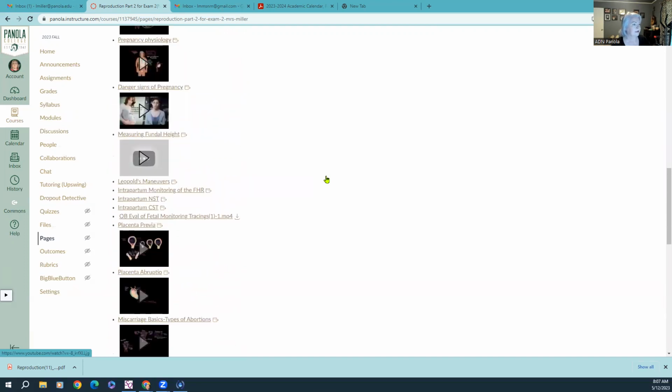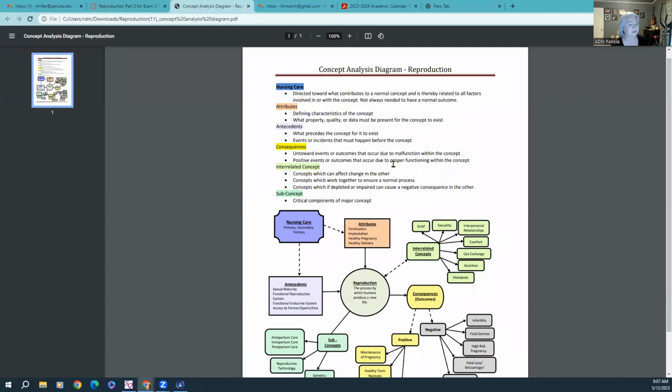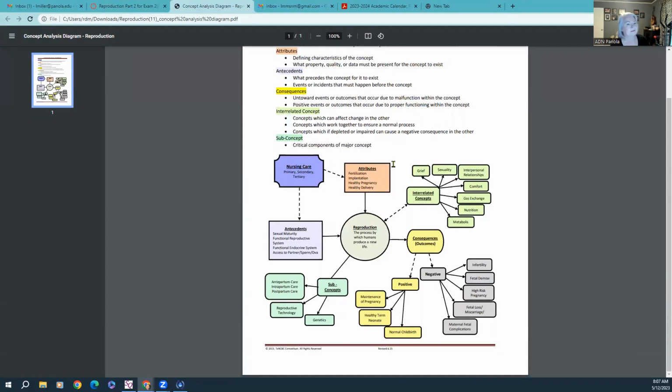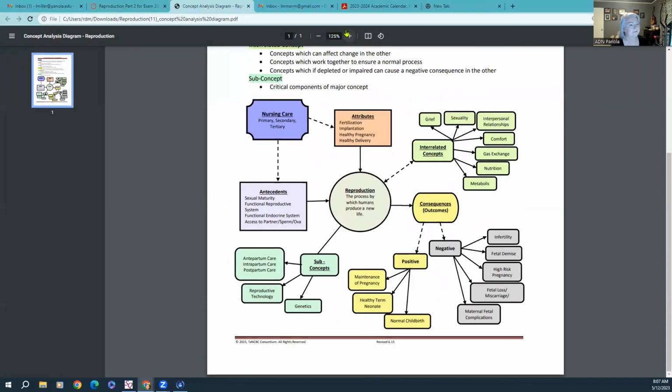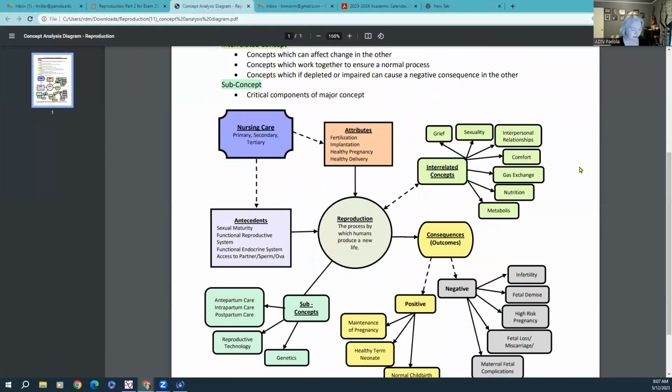So without further ado, I'm just going to put up this reproduction concept analysis diagram here. Okay, here we go. We're going to get started on chapter 11. All right, so this is some of our anatomy and physiology.